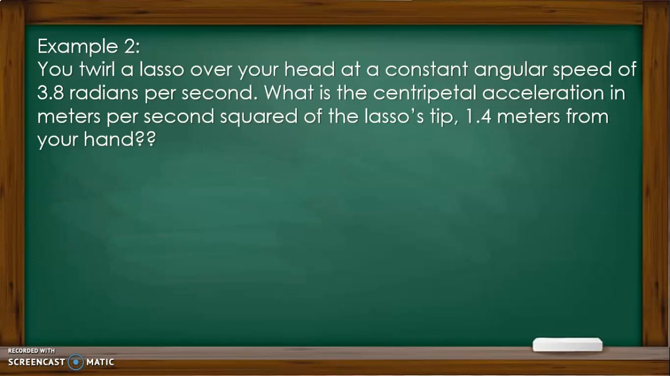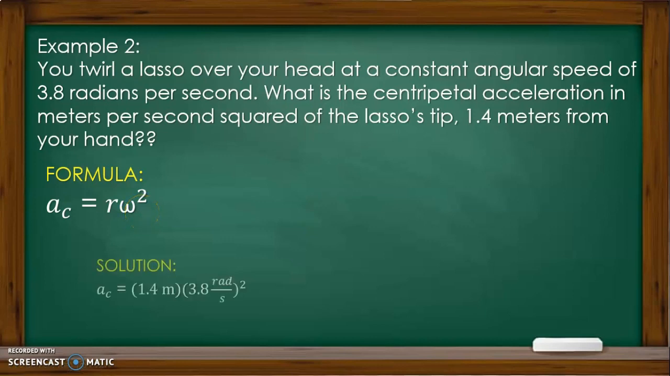In this problem, we are already given the radius and the angular velocity. So, it's just appropriate that we use our second formula, which is centripetal acceleration equals the product of our radius and the square of our angular velocity.